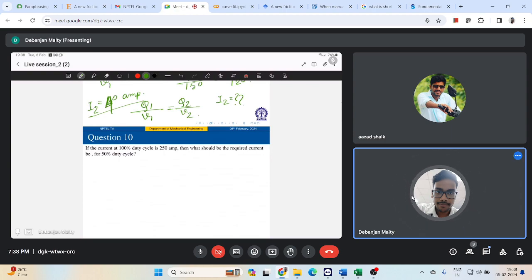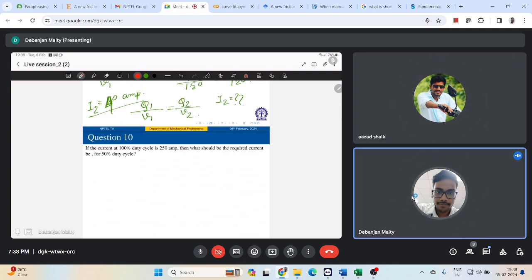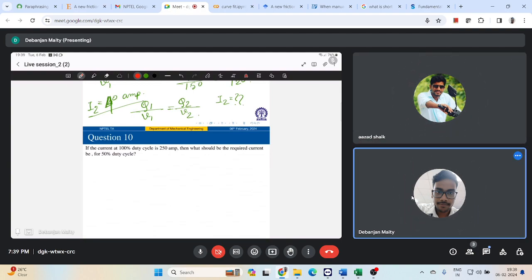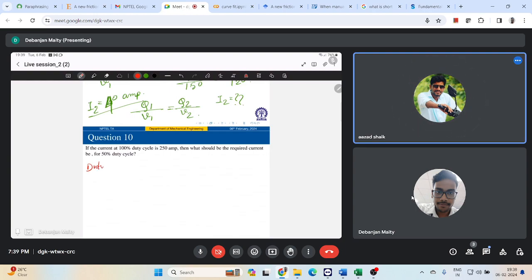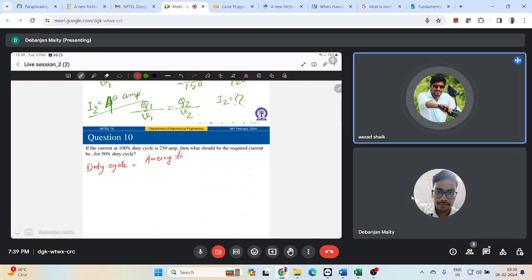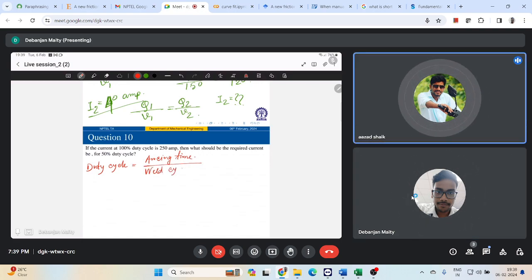What is a duty cycle? Duty cycle is basically the ratio of your arcing time to the weld cycle time.